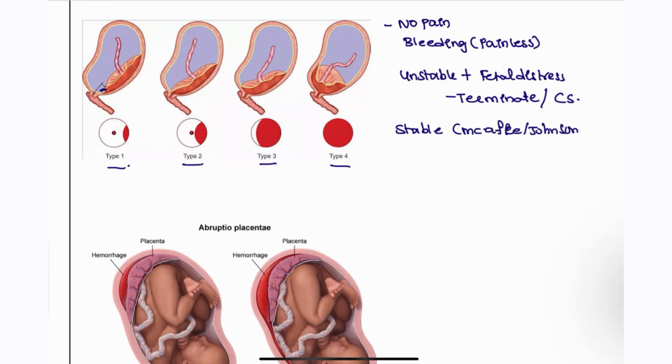So in this, you are going to monitor the fetal and maternal status, and try to deliver by 37 to 39 weeks and go for the LSCS for this patient. Okay, this is the protocol for the stable and unstable.